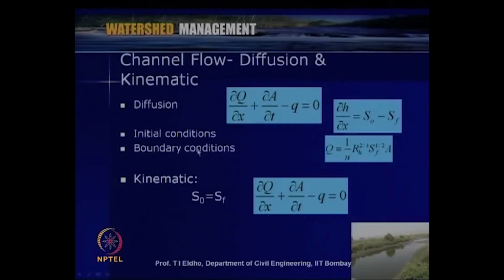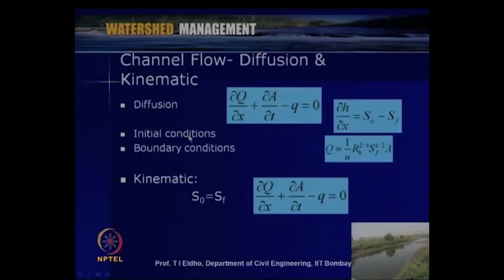To solve this diffusion system, appropriate initial and boundary conditions have to be applied. The kinematic waveform is a further simplification of this model. The continuity equation is the same, but if the slope is not drastically varying, we can write S0 is equal to SF, or energy slope is equal to bed slope. So in the kinematic waveform we solve the continuity equation, putting the energy slope equal to the bed slope. This is one simplified form.